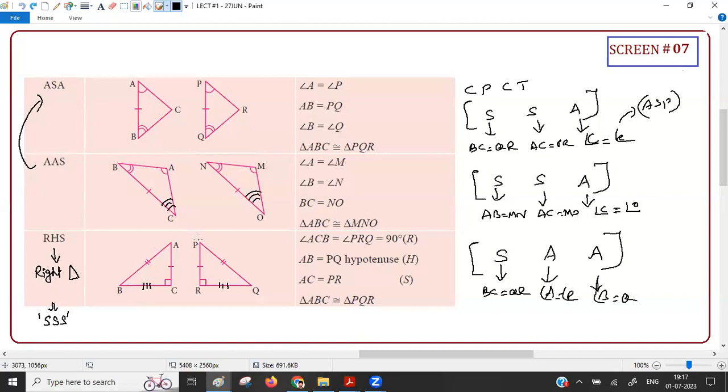But you apply the criteria, right? When the side is included, then you say ASA. When the side is outside, write AAS. Then RHS is especially for what?